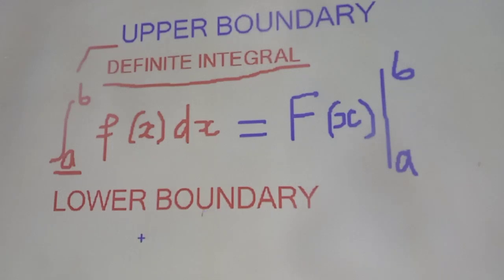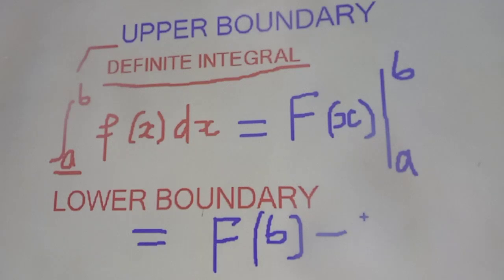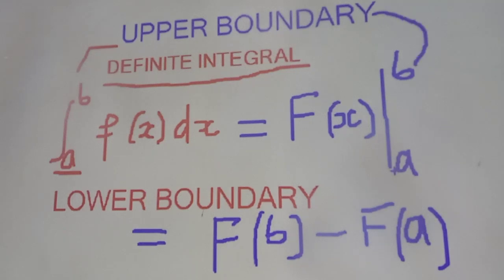And finally, we write that this is equal to F of b minus F of a. This is the fundamental theorem of integral calculus, where we find F of b minus F of a, because b is the upper boundary and a is the lower boundary. Always we start with the upper boundary minus the lower boundary.